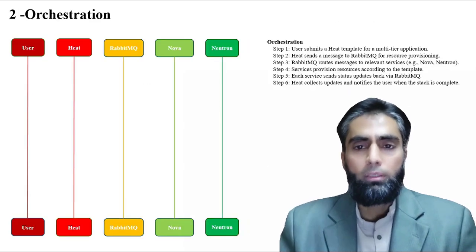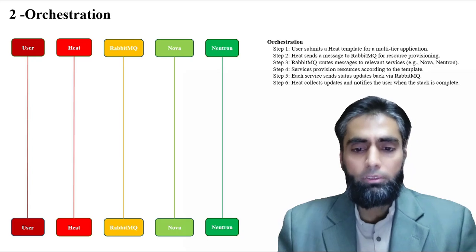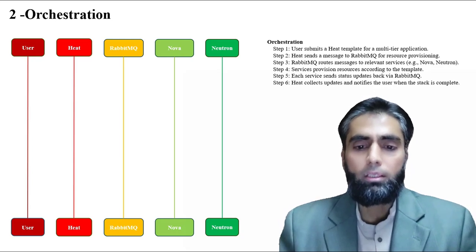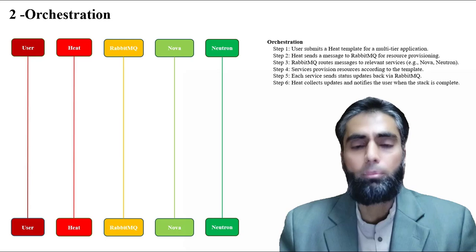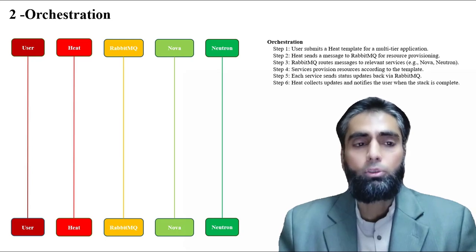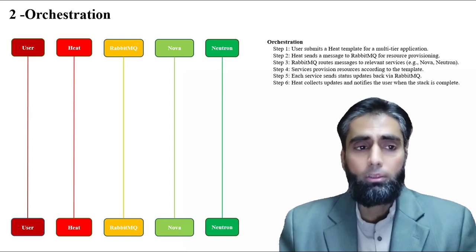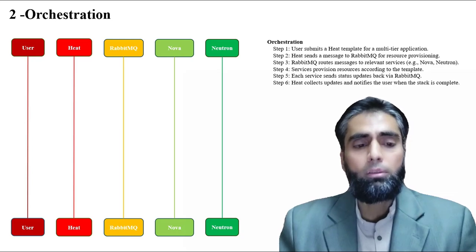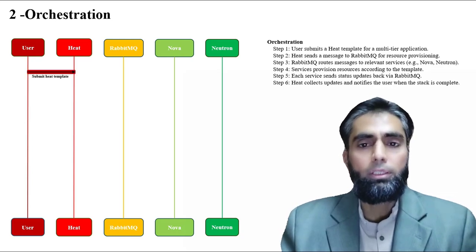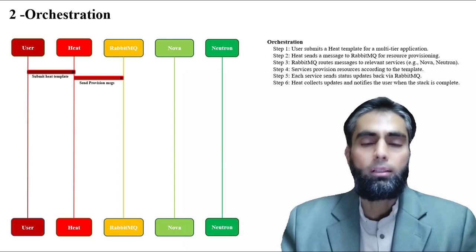Now, if we take another example, a case where the orchestration process takes place, usually the Heat service is responsible for the orchestration of the resources in OpenStack. So in this one, first of all, the user submits a template to the Heat engine, to the Heat service, and the Heat service then sends a provision message to the RabbitMQ.